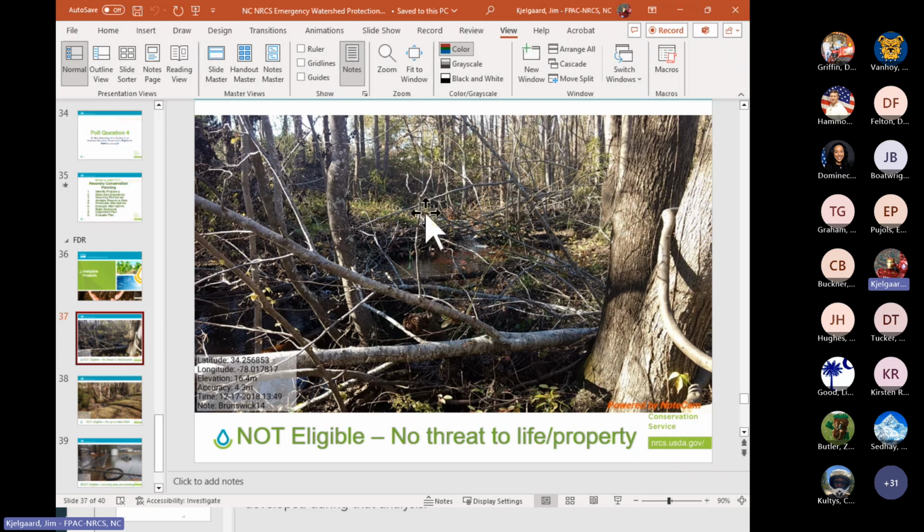So if I saw a photo like this, and somebody said, hey, here's a potential site for EWP, I would say it's ineligible. There's really no criteria that are met. I'm seeing a channel with wood across it. That can happen naturally as well. What are we really protecting or saving, or protecting from an imminent threat?